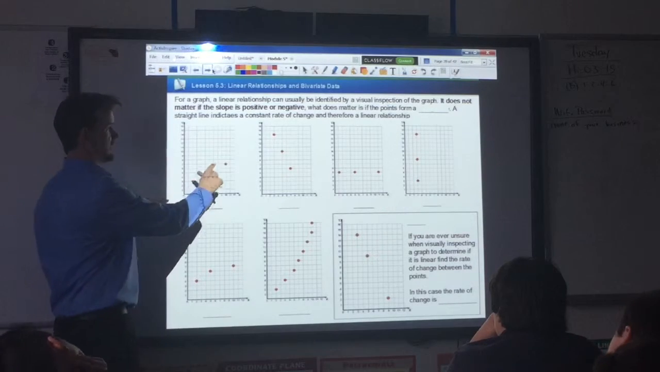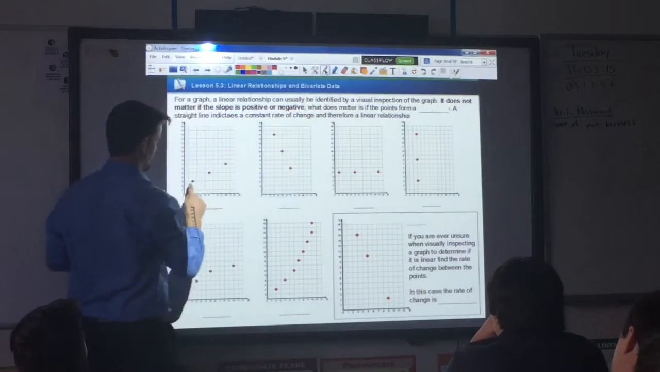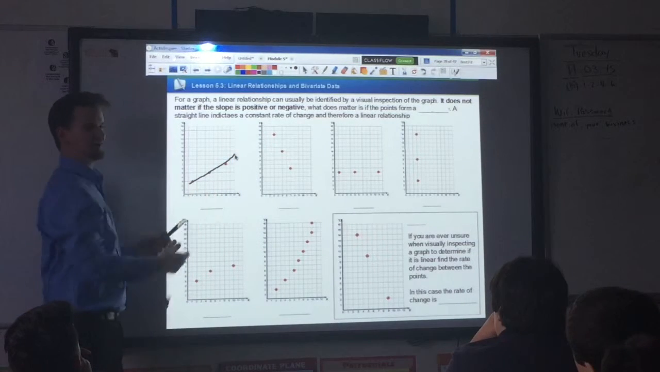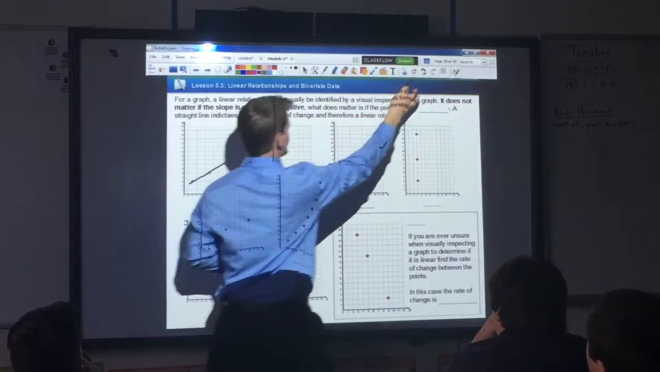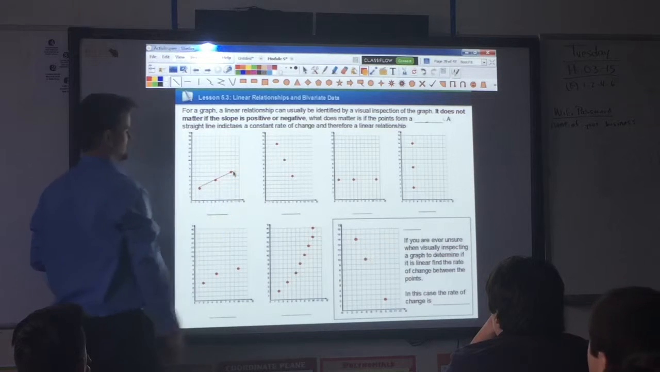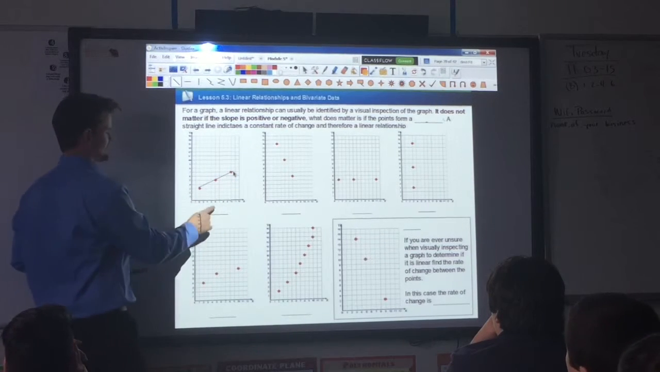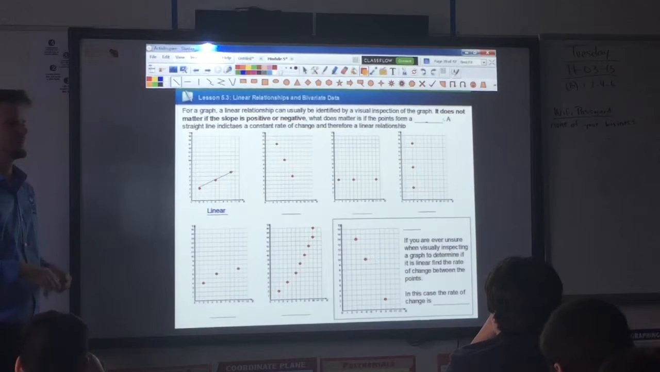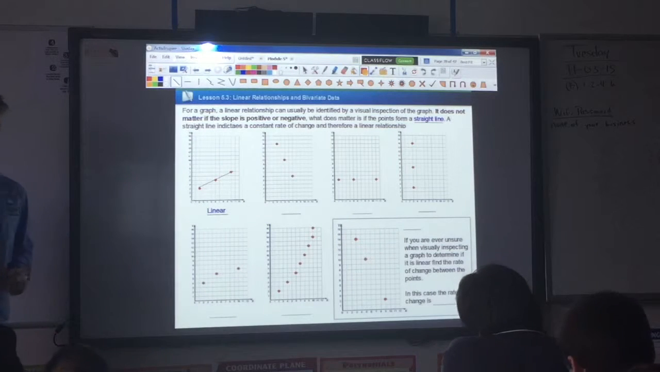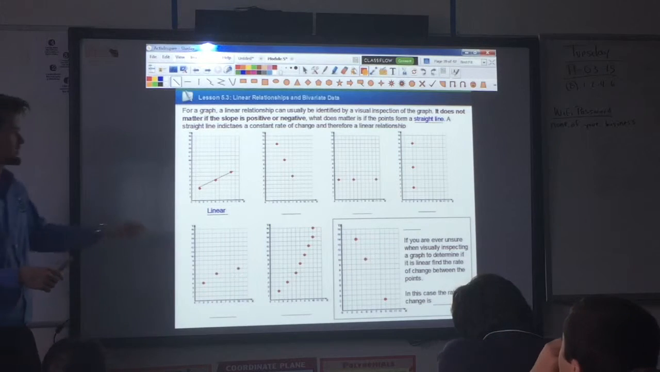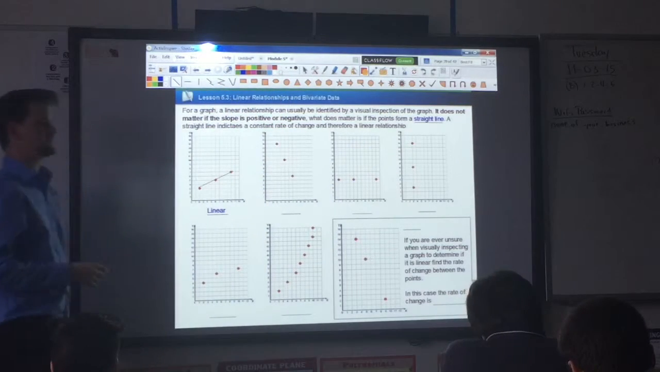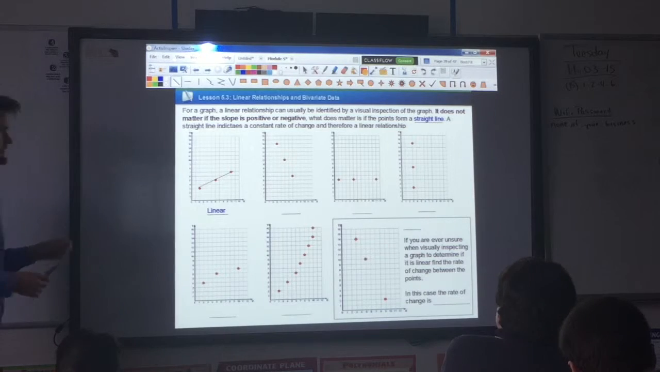What do I mean? Now here we don't have a line, but if I were to take a line and connect these points, is that a straight line? Yes or no? Yes. Ignore my horrible artistry here. I'll be specific just for you guys. Is that a straight line? Yes, it's a straight line. So that's linear. It does not matter if it's positive or negative. What matters is that it forms a straight line. Doesn't matter if my slope's positive, negative, 0, or undefined. All that matters is if I connect the points, do they form a straight line?